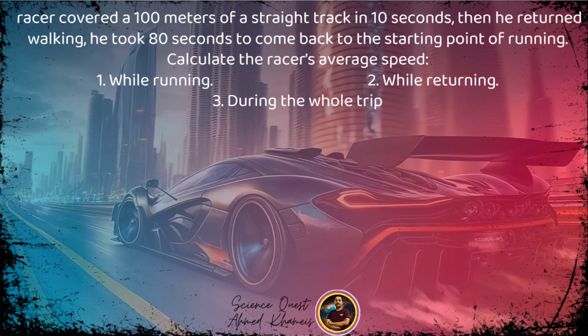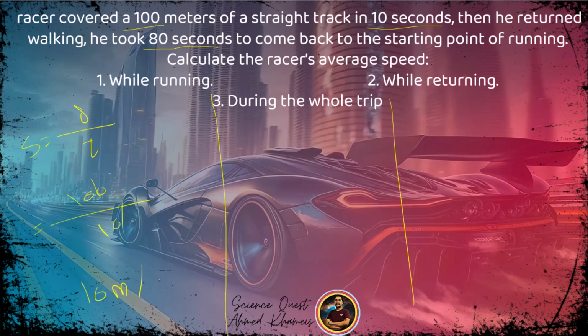A runner covered 100 meters in a straight line in 10 seconds. Then he returned walking and he took 80 seconds. Calculate the average speed. During running, he ran 100 meters in 10 seconds. So speed equals distance over time, equals 100 meters over 10 seconds, equals 10 meters per second. So the runner runs 100 meters at a speed of 10 meters per second.